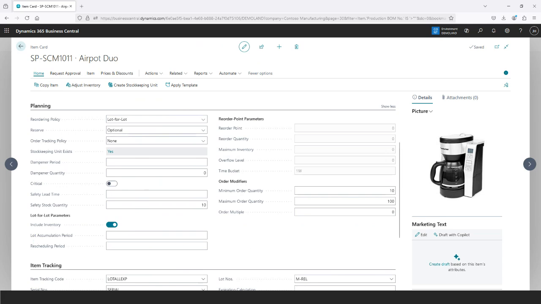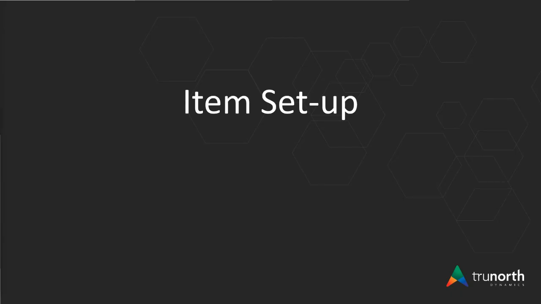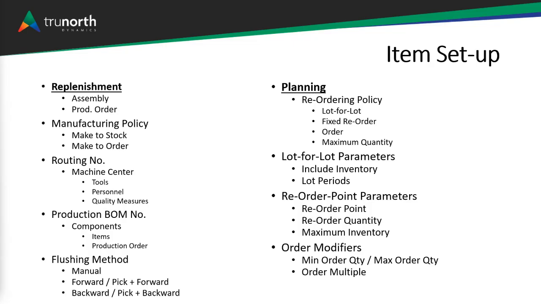Okay, so when we talk about the item setups, and we've talked about the replenishment function, you can do that either as an assembly or as a production order. What is your manufacturing policy? That could be a make to stock or a make to order environment. Again, we do not do make to custom in the Standard Business Central Manufacturing Suite.